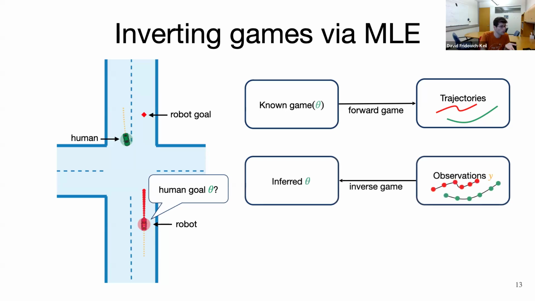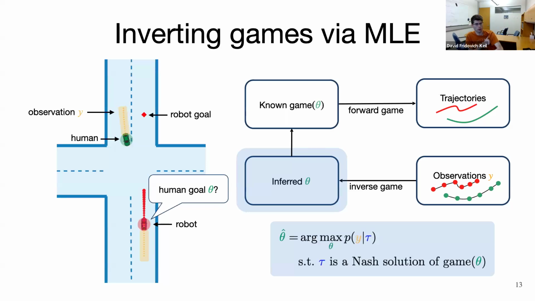But if I don't know what theta is, I don't know what the other guy wants to do, I don't know where his goal is, then what I can ask myself is if I've seen them act, so that's like these observations, y, then can I back out what theta is? Can I invert the game problem and figure out what is theta?